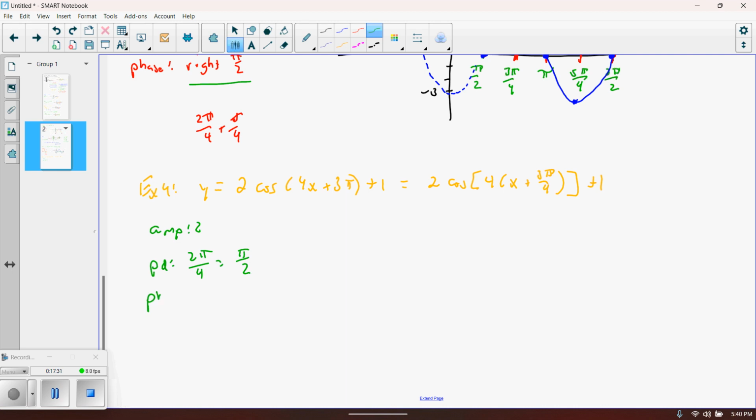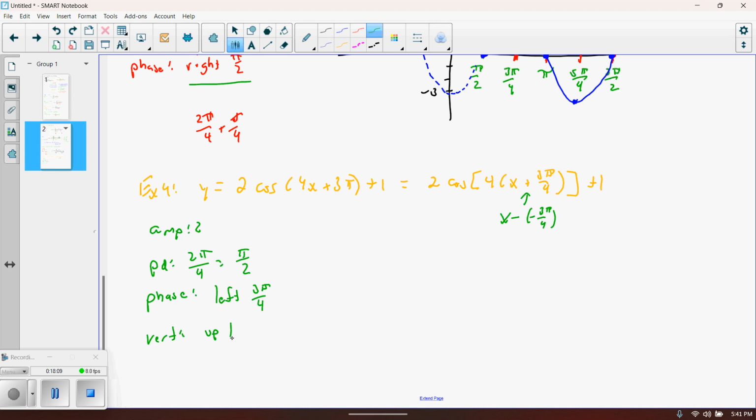It does have a phase shift. Now, because I have a plus sign right here, the phase shift is actually going to move to the left, because in order for that to be in the proper form of x minus, really that should be x minus -3 pi over 4, which means it's actually going to shift to the left 3 pi over 4 units. So this is going to shift left 3 pi over 4. And then it also has a vertical shift of 1 unit up.